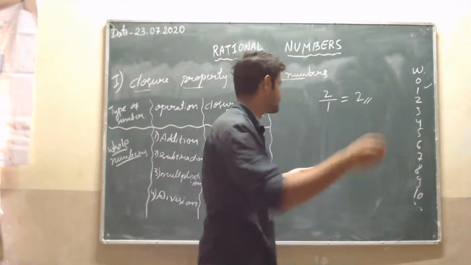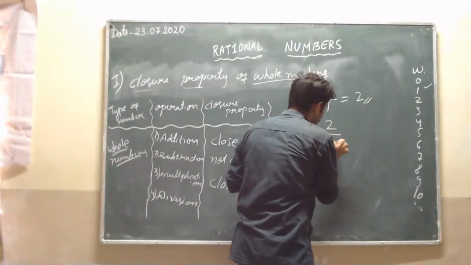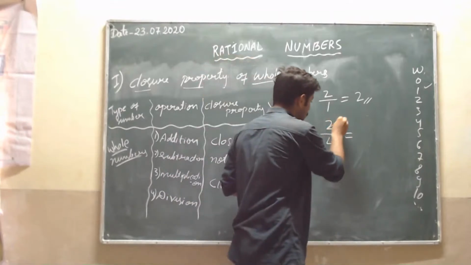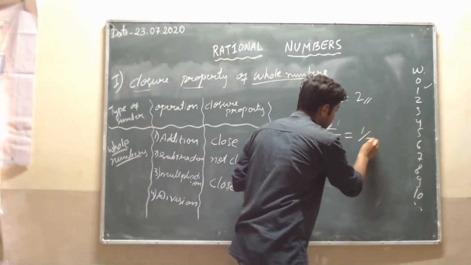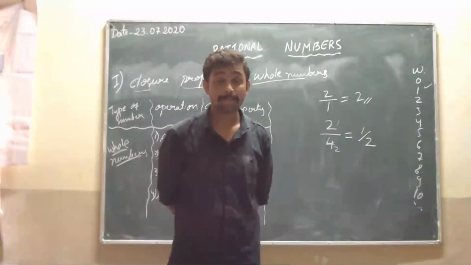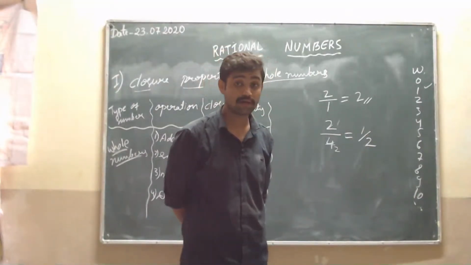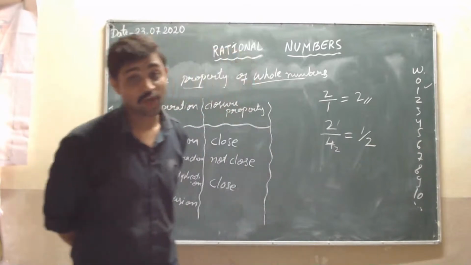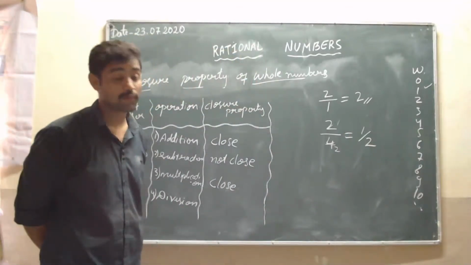One more example. Let's try this: 2 divided by 4. 2 ones are 2, 2 twos are 4, so it is 1 by 2. Whether 1 by 2 is a whole number? No. Then we can say that it is not close under closure property.